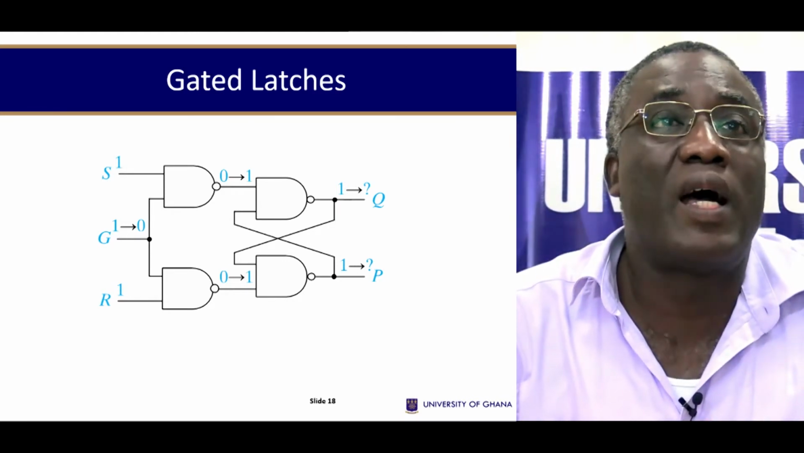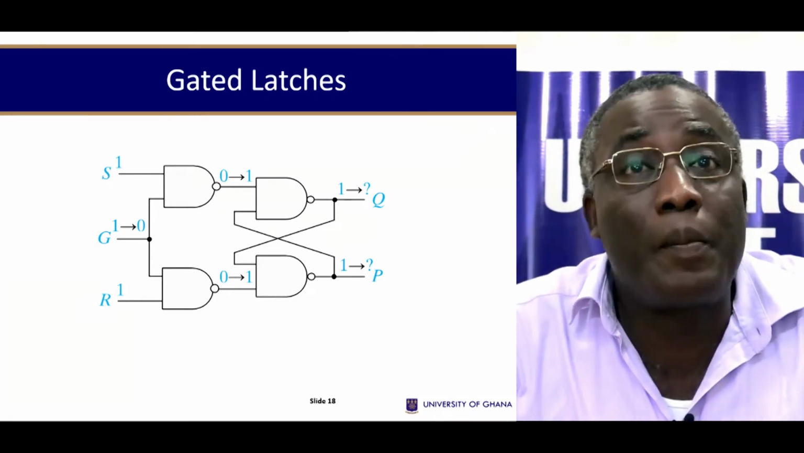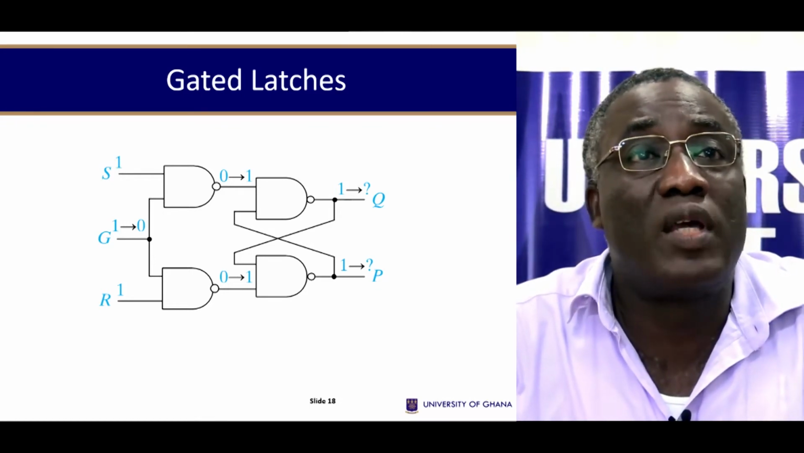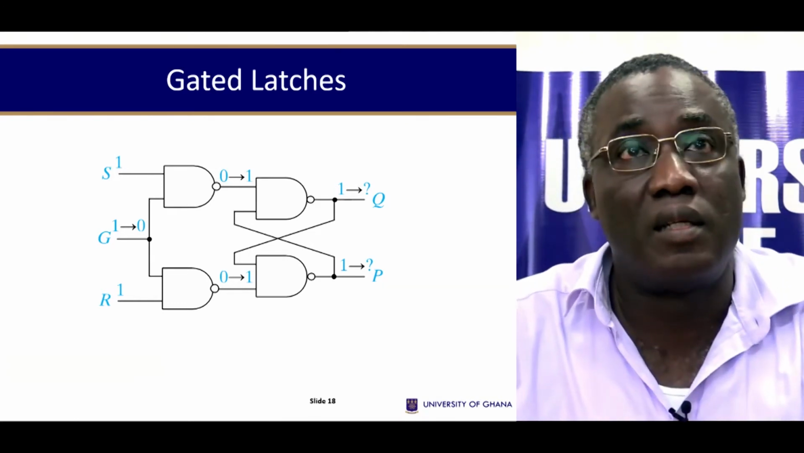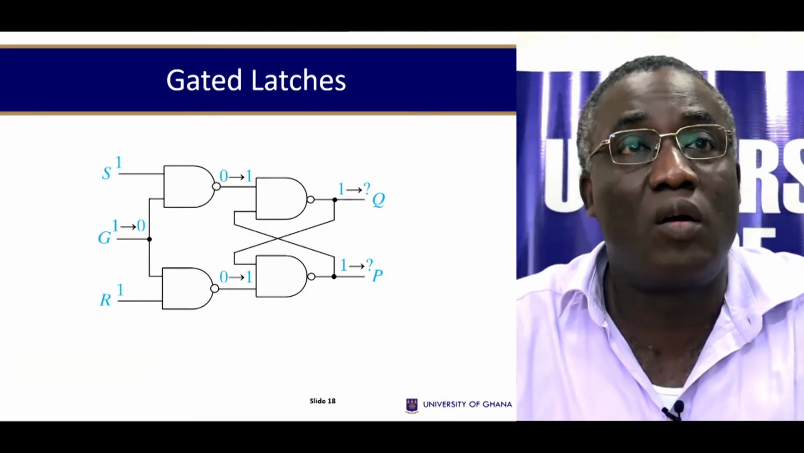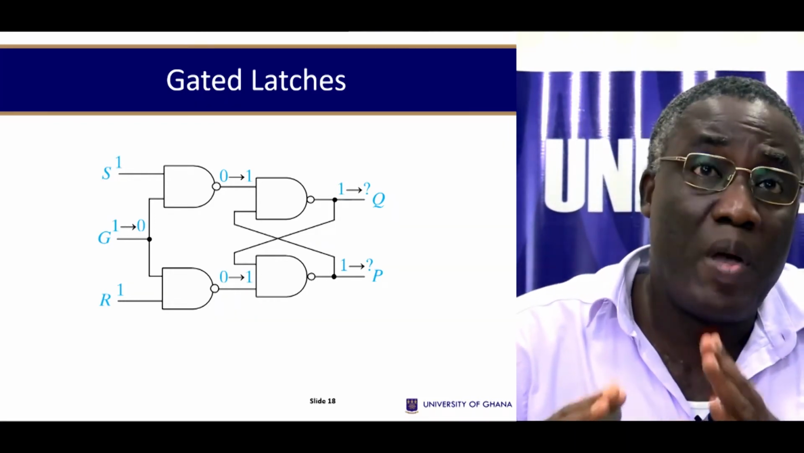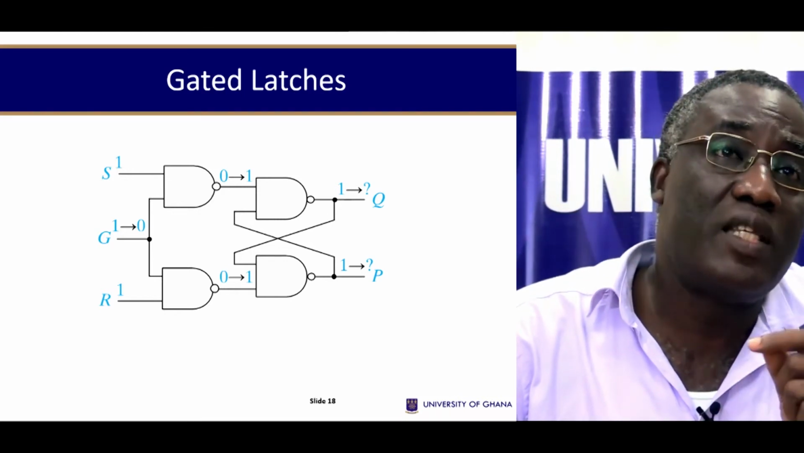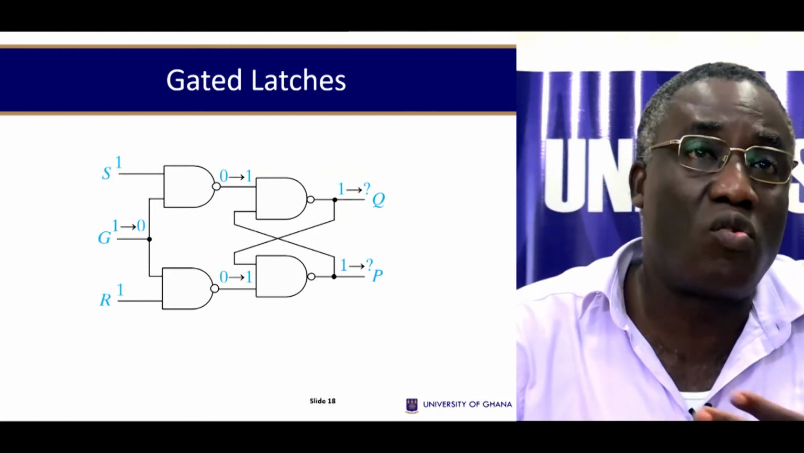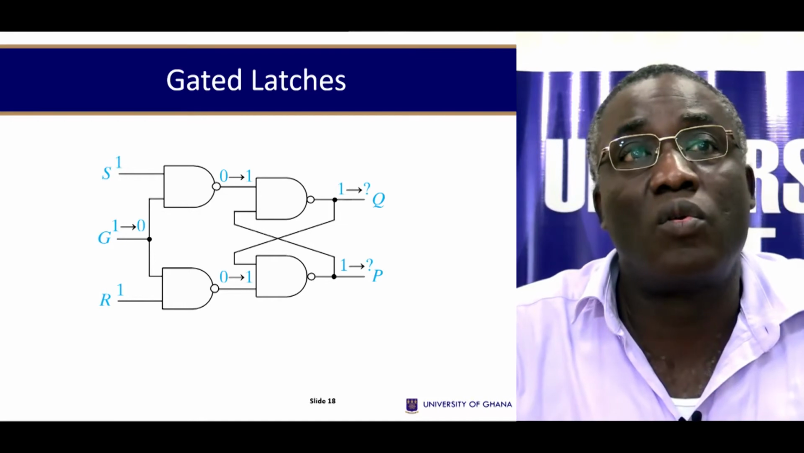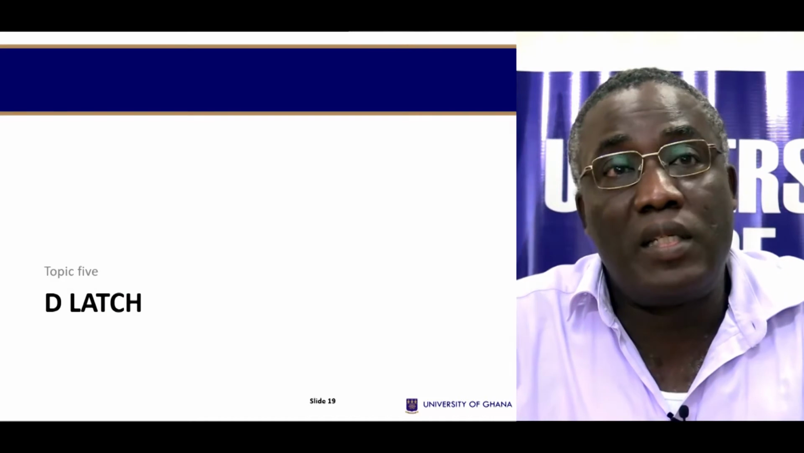So if S is 1, R is 1, and G is changing from 1 to 0, what happens, right? So in other words, you can use the G to control the way the latch changes state. This is what it's telling you. In other words, this is a memory element, and you can use the G to say when it should change state, when it should change from, say, 0 to 1 or from 1 to 0. That's what the G is used for. So that's the gated latch.